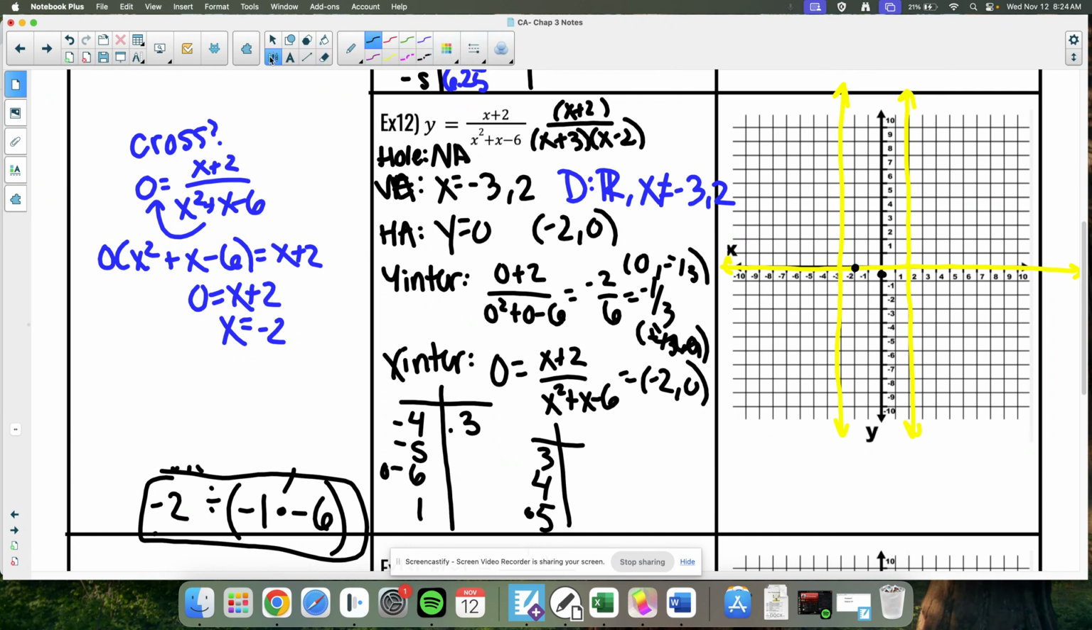So -5 plus 2 is -3. -5 plus 3 is -2. -5 minus 2, -7. 3 over 14 should be 0.4 or something. What did we get for -5? Way off.